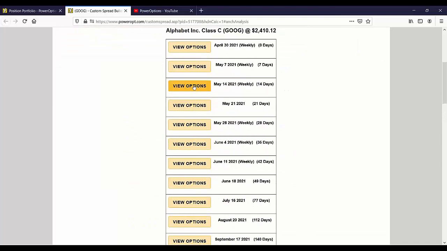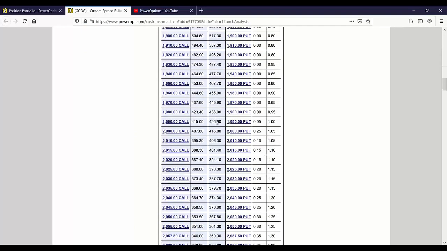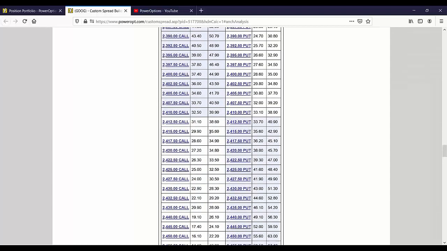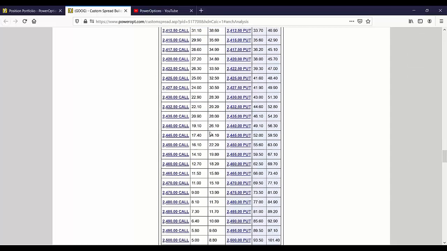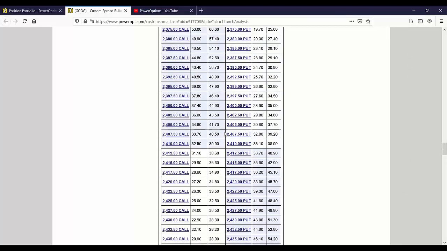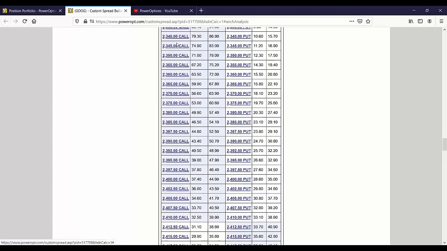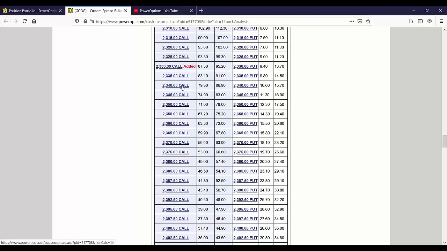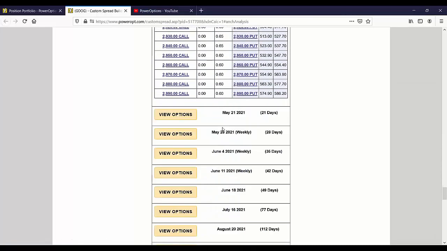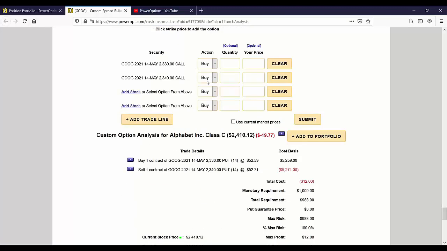So it'd be the May 14th expiration. Sorry for the scrolling, it's got a lot of strikes here. On the bear call side, 2330 sold, 2340 bought. Okay. So sell the 2330 call at 52.71. Buy this one at 52.59. There's our 12-cent net credit. That's our bear call spread.